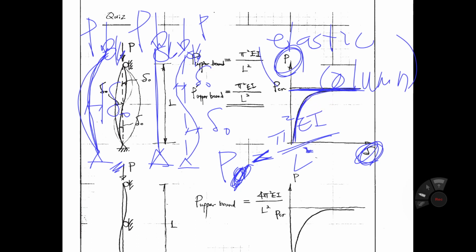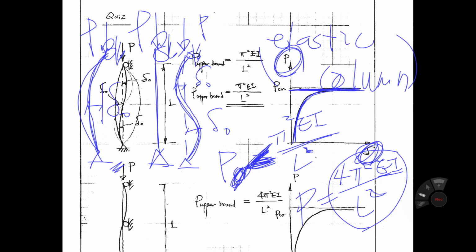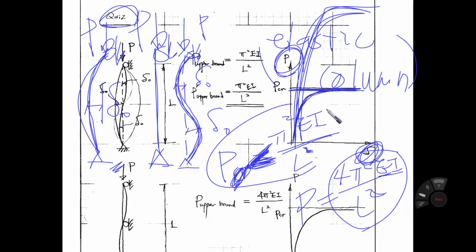Then how about a geometry imperfection like this? Then what is the maximum P that we can apply? Can you answer? That is P equal to 4 pi square EI over L square. That is the answer. That means 4 times, something like that. Do you think it is possible? If the initial imperfection is like this, the maximum P is this one, okay?